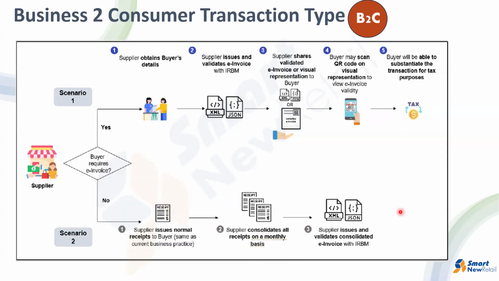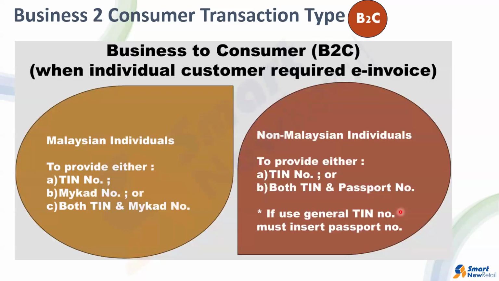This B2C is actually for the Dynamod side, not for the POS side. So I think that one will be covered later on. Okay. So B2C, when an individual customer requires e-invoice for Malaysian, we just need to get their TIN number and their IC number, or either. I'm expecting both. So yeah, either one or both.